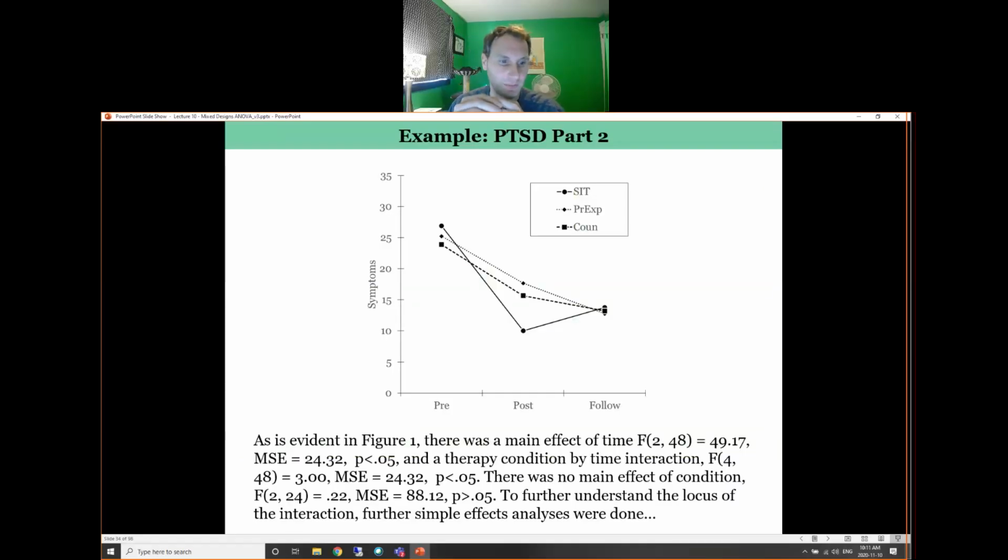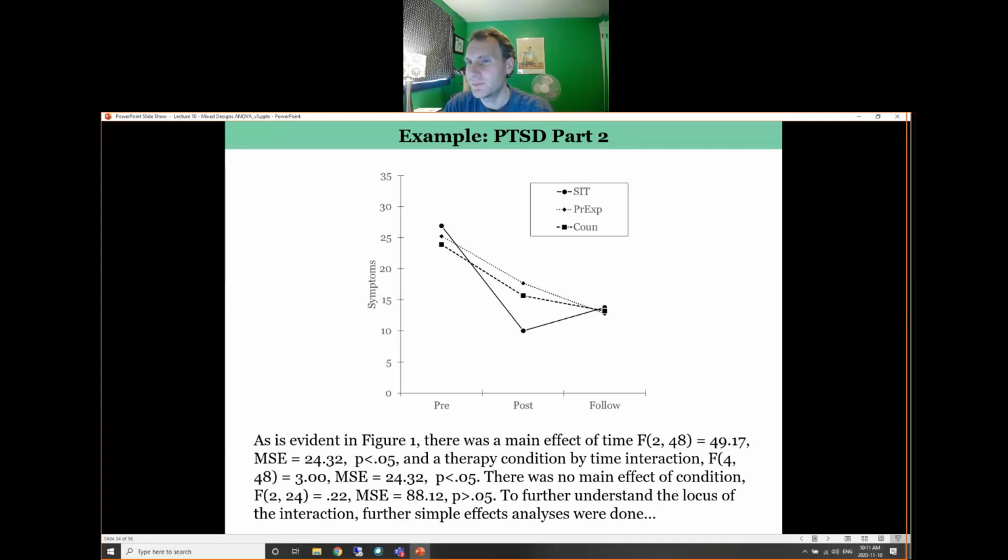So you might write it up something like this. As evident in figure 1, there's a main effect of time. So report your F and your degrees of freedom. Report your mean squared error and your p-value. And there's also a therapy by time interaction. Again, your F, your mean squared error, and your p. There's no main effect of condition, okay?